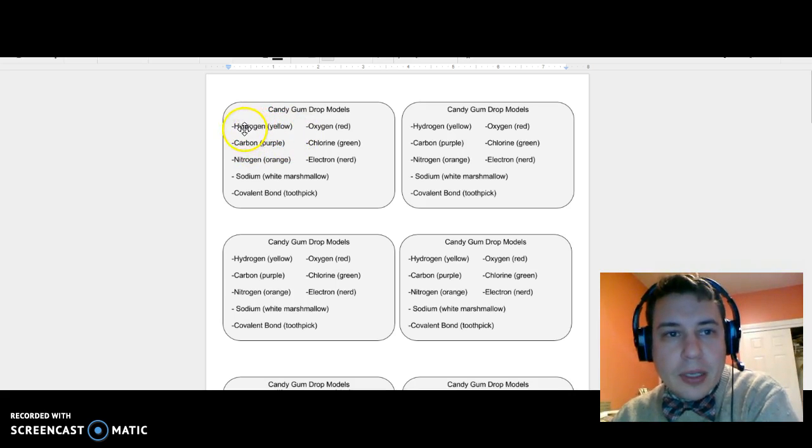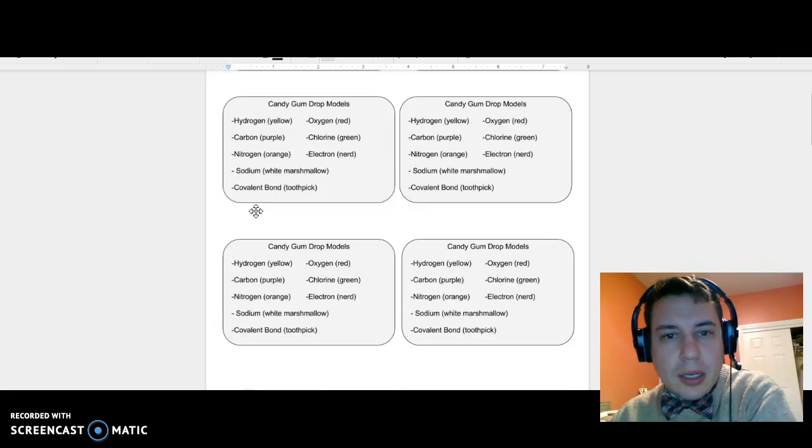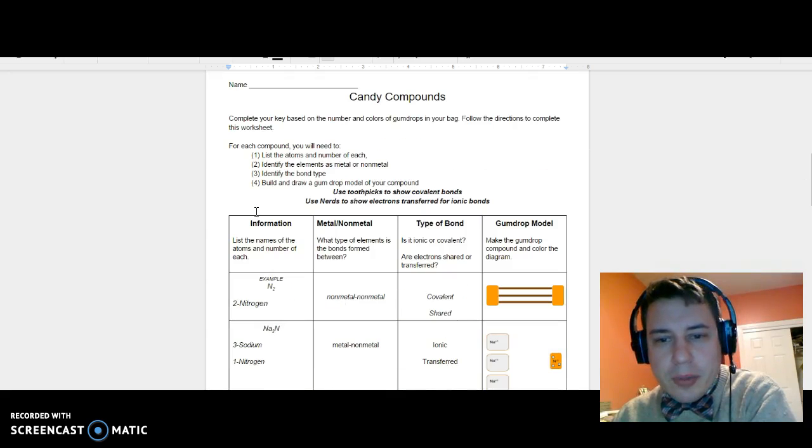We used the yellow gumdrops for hydrogen, some purple gumdrops for carbon, orange ones for nitrogen, green for chlorine, and red for oxygen. We used nerds to represent electrons today. We used white marshmallows to represent our only metal of the day, sodium, and then we used toothpicks to represent covalent bonds. To start off class, we did two examples together in class.